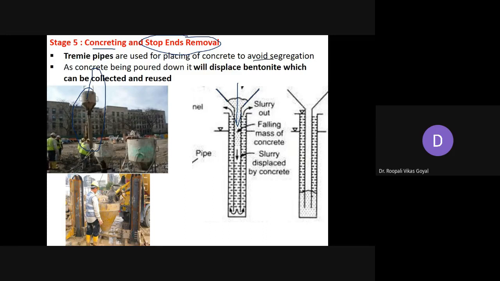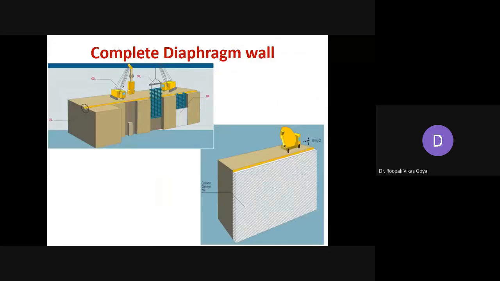As concrete is poured down, it will displace the bentonite slurry, because the bentonite slurry is already inside. So when we do the concreting, the bentonite slurry will come out. Okay, and we have to collect this bentonite slurry, which can be reused. So this is how the construction of a diaphragm wall is done step by step. Here is the complete diaphragm wall after all the sections are joined together.